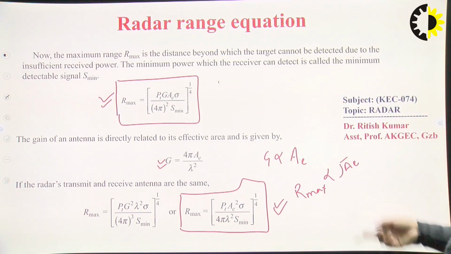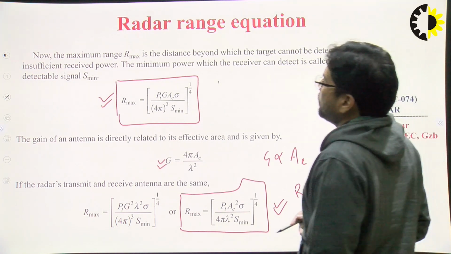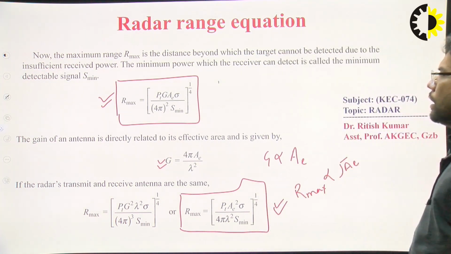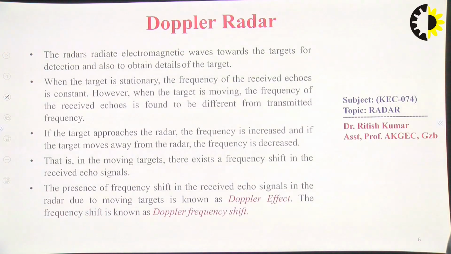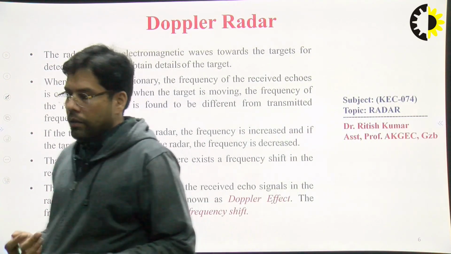Also we can say this is the Friis equation that we already learned in the satellite communication system. This is nothing but a radar system as well. Now the next is the Doppler radar. So what is the Doppler?